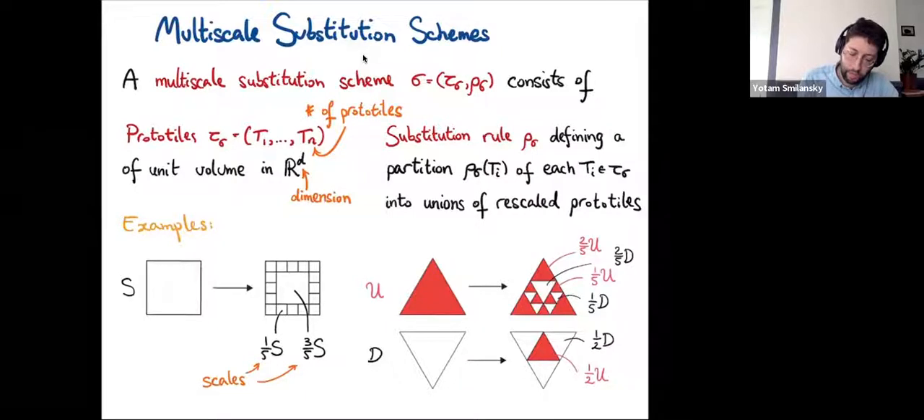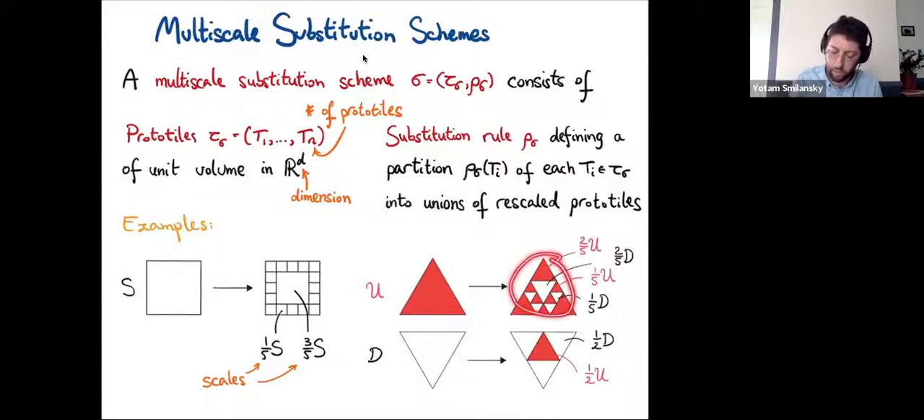And to your right, you can see the prototiles, an up-pointing triangle and a down-pointing triangle. The substitution rule is illustrated in these pictures. So here you see I have 2/5, so this is the scale, 2/5 and 1/5. And here it's 1/2 and 1/2. So why 1/2? Because this triangle has exactly half the side length of the big one, right? So you see different scales.